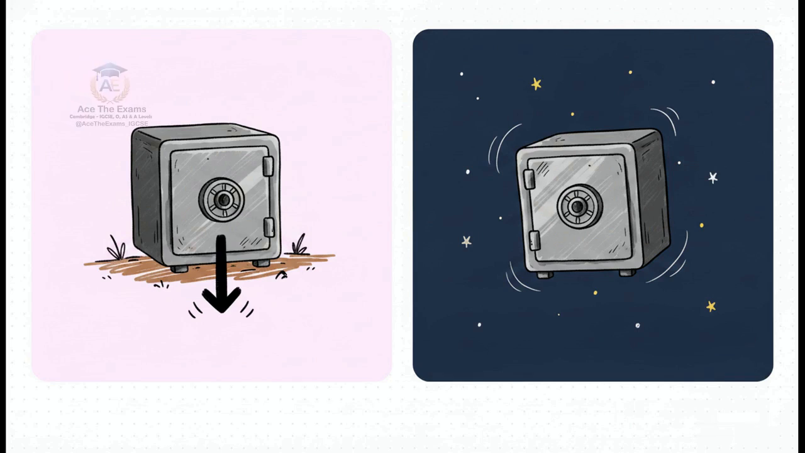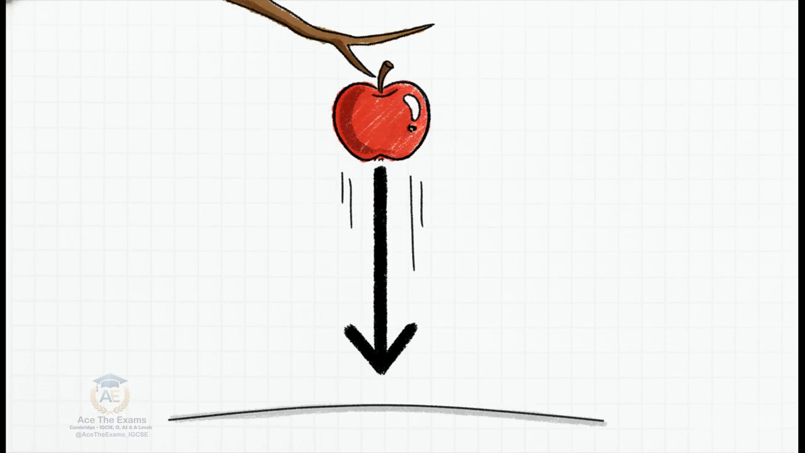Weight, however, is a completely different story. Weight is specifically the effect of a gravitational field acting on a mass. Because weight is an actual force pulling down on an object, it's measured in newtons, not kilograms. Because weight is a force, we can just apply Newton's second law to calculate it. W equals mg. Weight equals mass multiplied by the acceleration of freefall.